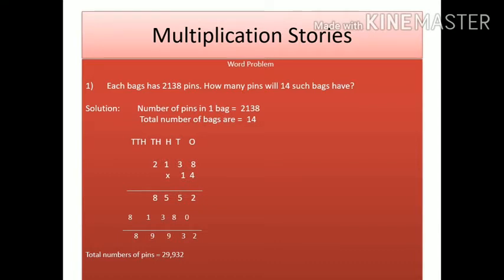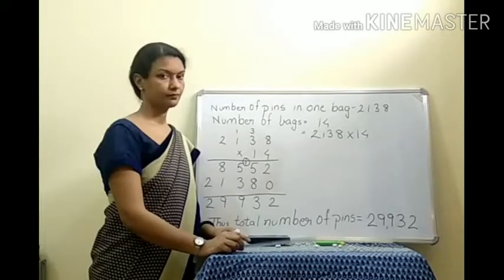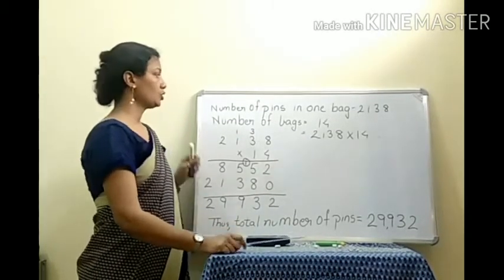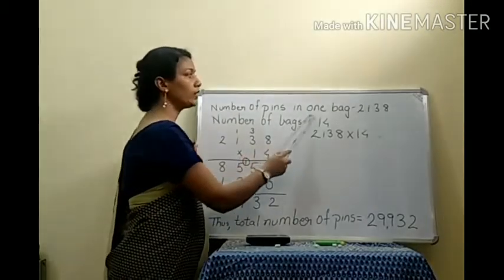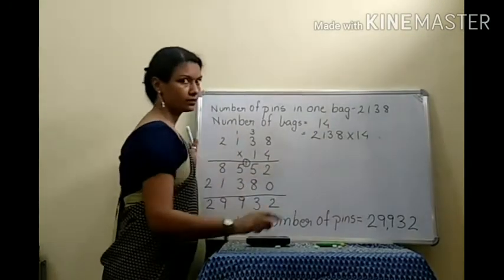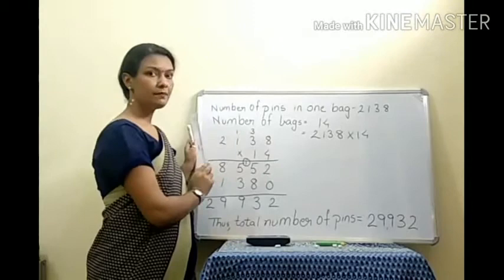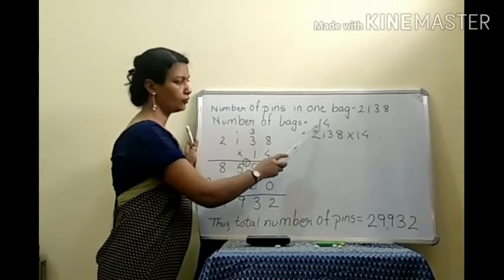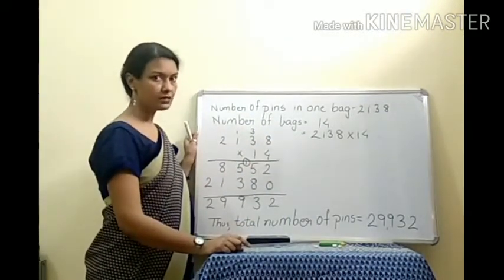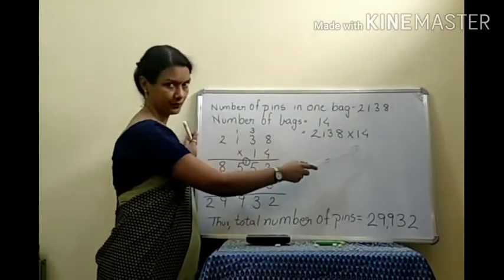Each bag has 2138 pins. How many pins will 14 such bags have? Now, in a word problem, you have to write the statement first. So here, number of pins in one bag. So how many pins in one bag? 2138, which is given in the question. How many bags are there? Number of bags? 14. So, in 14 bags, if we want to find how many pins will be there, we will multiply it, right?